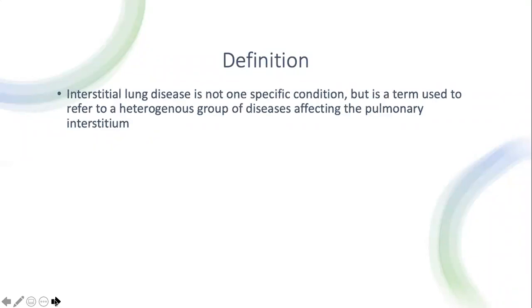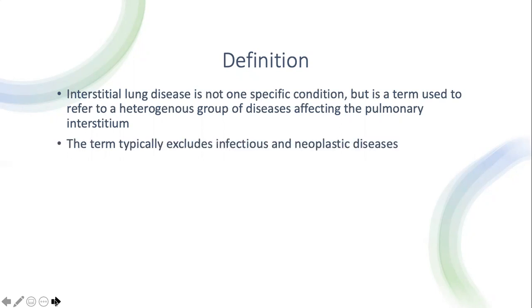So what are interstitial lung diseases? How can we define them? Interstitial lung disease is not one specific condition, but it's a term used to refer to a heterogeneous group of diseases that affect the pulmonary interstitium. This term typically excludes infectious diseases like tuberculosis and neoplastic diseases.